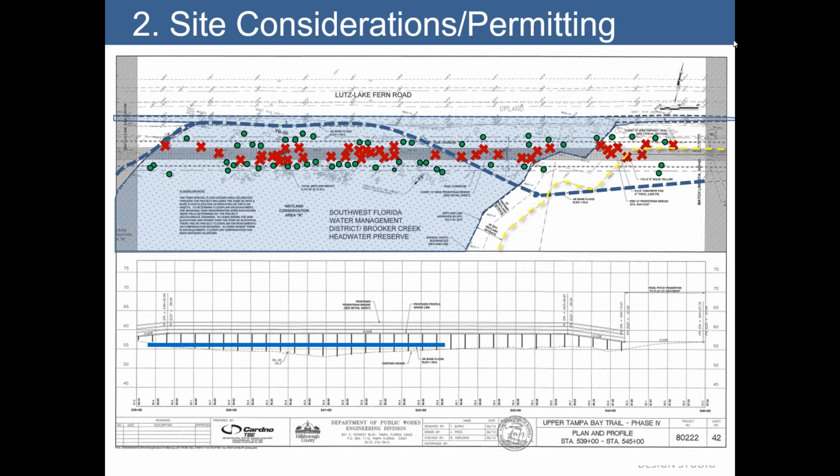So that allowed Cardno to minimize the damage to what they call SWFWMD, the water management district down there in Florida. They could have gone with a curved alignment, but the overall decision was to go with a straight alignment and force the contractor to build it via top-down construction. Great.